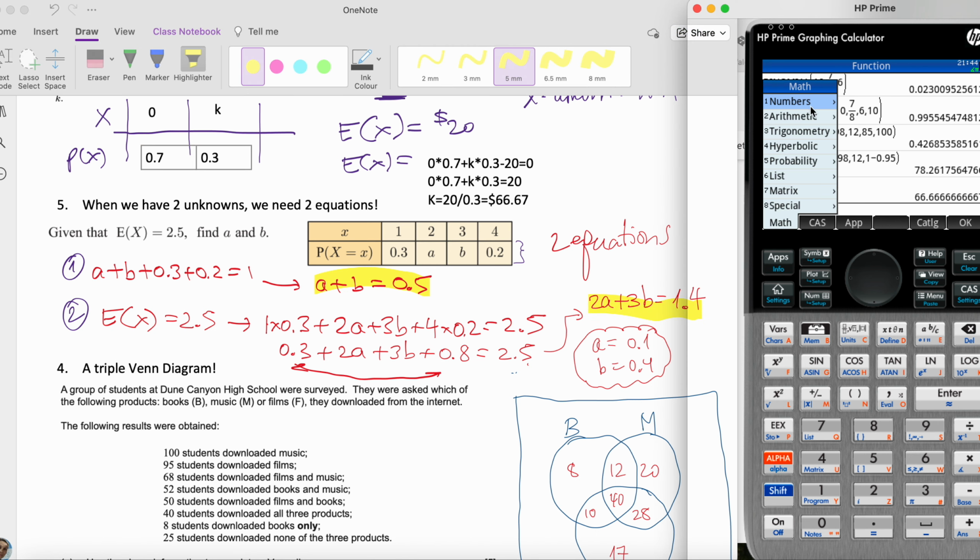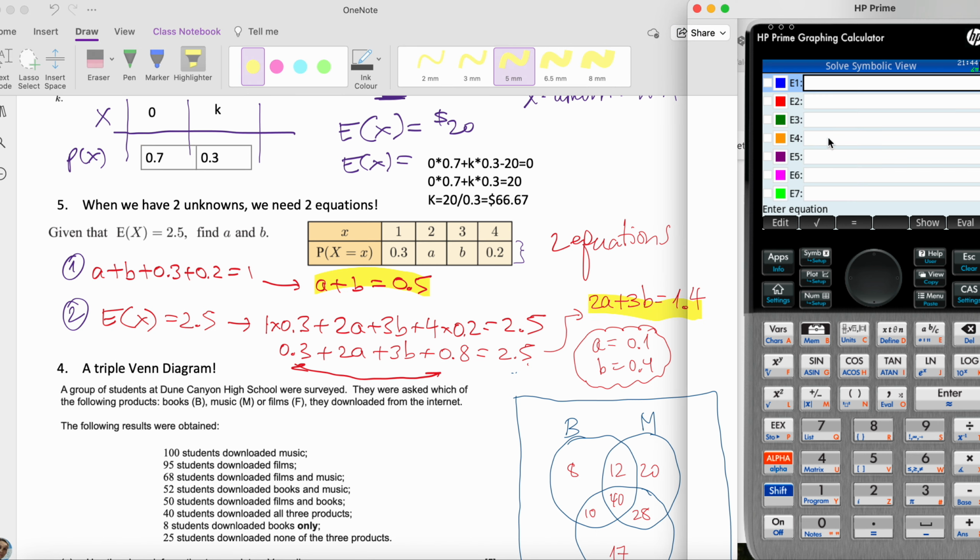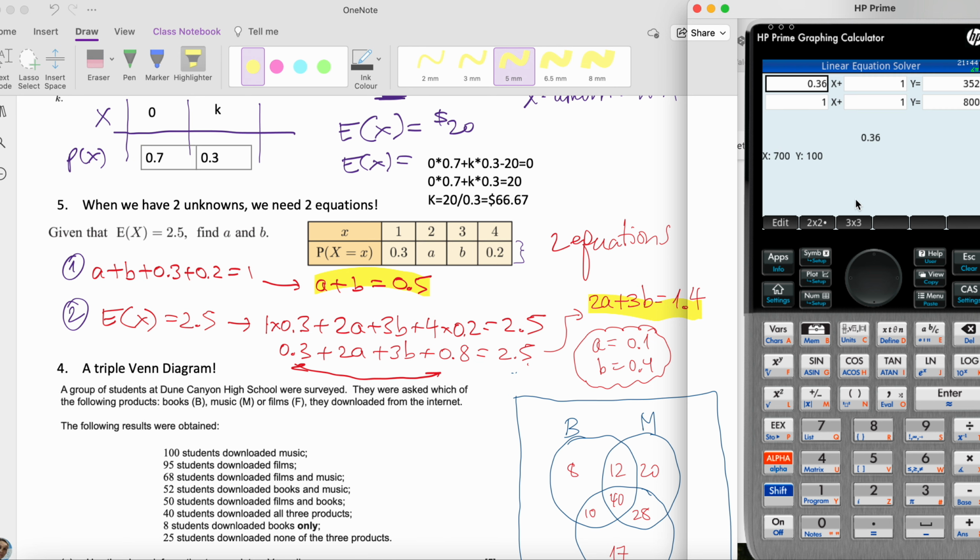And so now you can, of course, solve them algebraically, or you can also just go to a linear solver. So in front of the A is 1, in front of the B is 1, and this is 0.5. And then the other one is 2 and 3 and 1.4. Okay, there's your result. So your A is 0.1, your B is 0.4. You could, of course, substitute these back in, and then multiply them out and see if you get the expected value. And, of course, 0.1, 0.4, all of these should also add up to 1, so you know you're correct.